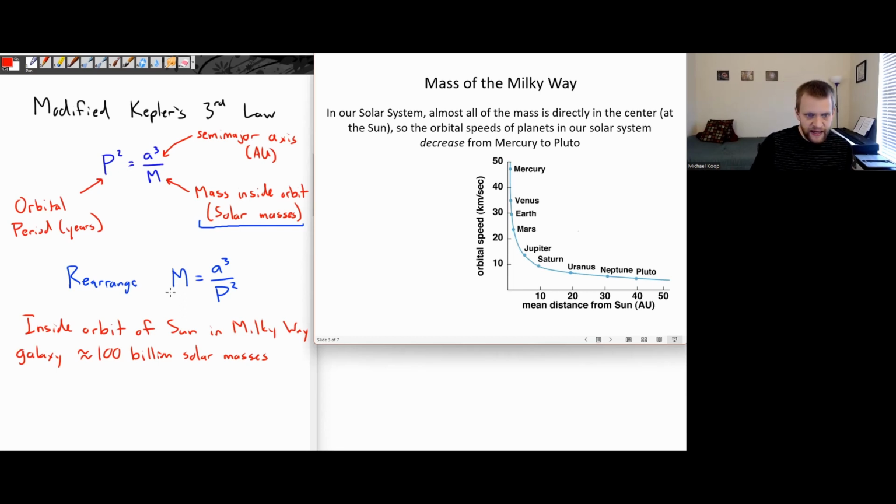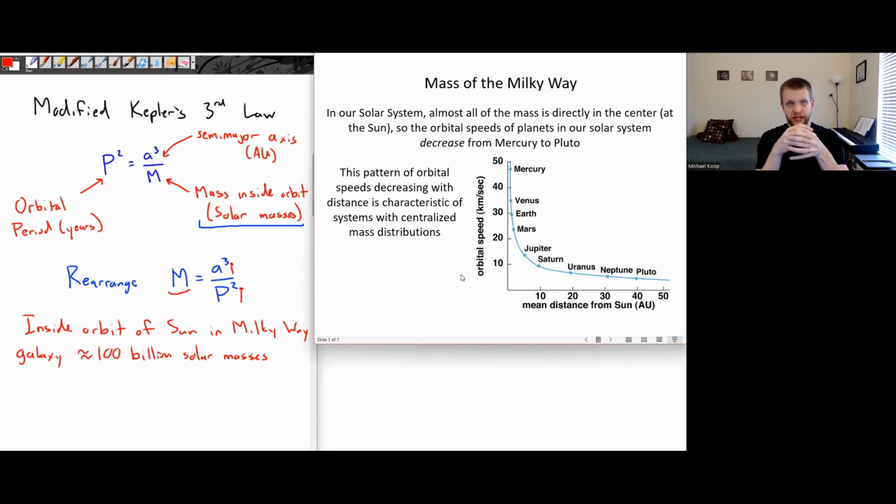So if this mass is staying the same, as that semi-major axis increases, the period is also going to increase in such a way that orbital speeds drop pretty dramatically as you get further and further away from the sun. Any system where most of the mass is really, really centralized will have this kind of a graph of orbital speed versus mean distance from the sun. So as you go further out in a system where all that mass is centrally located, the orbital speeds will drop off dramatically.